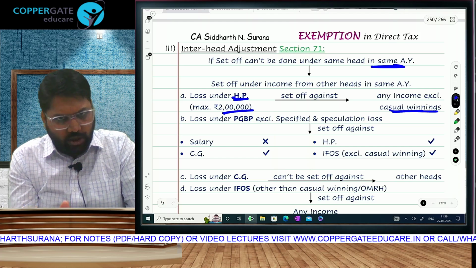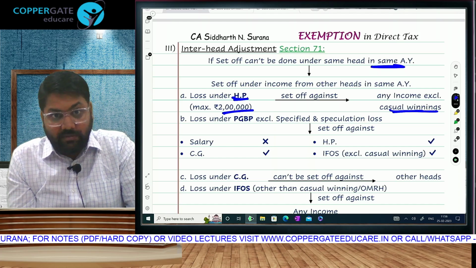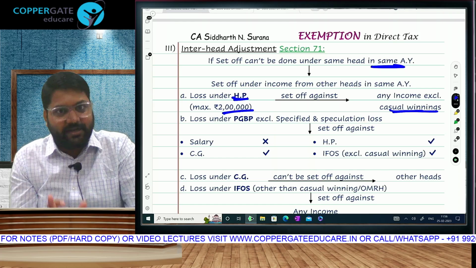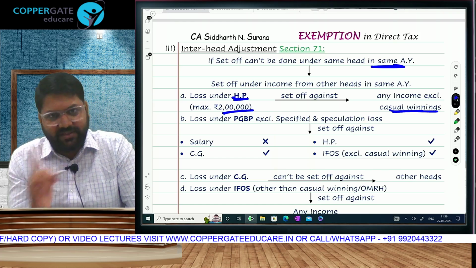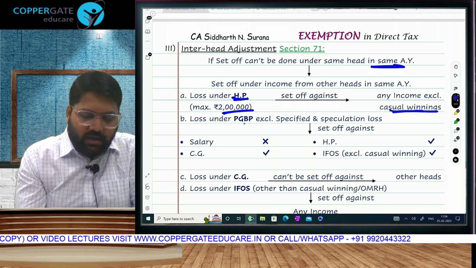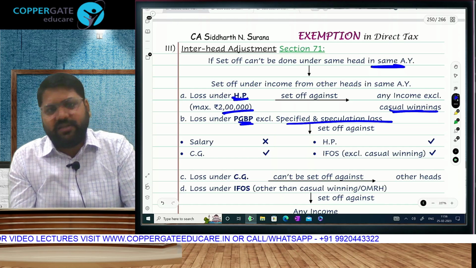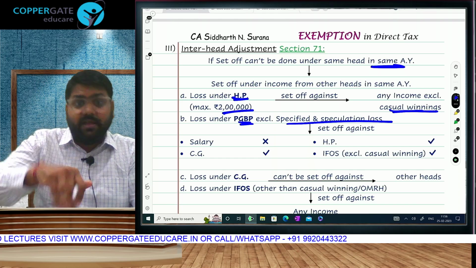If your house property loss is more than 2 lakh, in LOP it is possible. In SOP it is not possible, but in LOP it is possible. More than 2 lakh, then you can carry forward it to future years, but against other heads maximum 2 lakh rupees. Under PGBP, obviously speculation and specified cannot be interhead, because within the head also they are not allowed to go anywhere else.